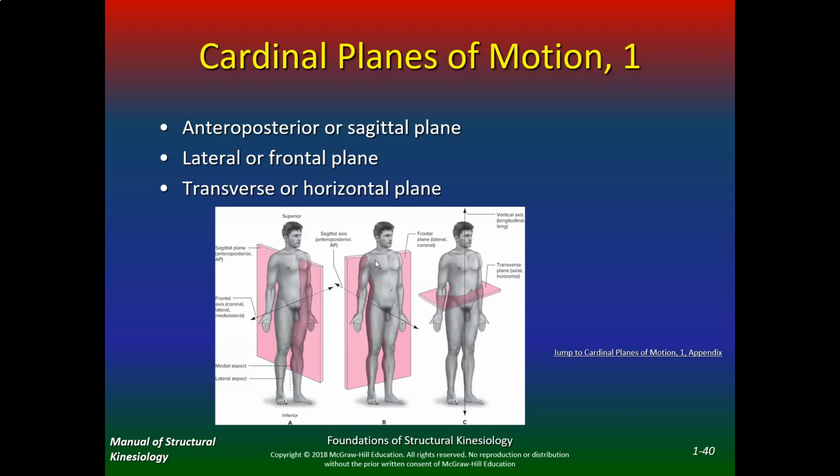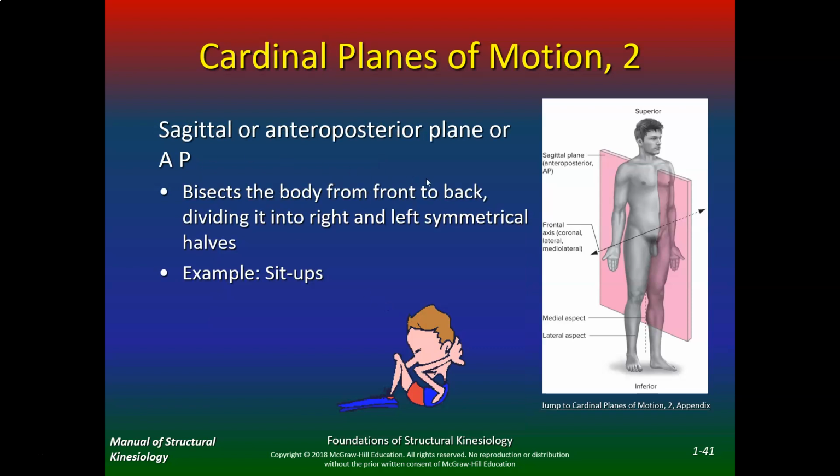The frontal plane, or the lateral, will divide you into anterior and posterior. So you have to look at what it's dividing, and those are easy ways to look at this. Now, if you look at the sagittal or anterior-posterior plane, it bisects the body from front to back, dividing it into right and left symmetrical halves. What are some exercises that you would do in the sagittal plane? Well, sit-ups would be a good example.